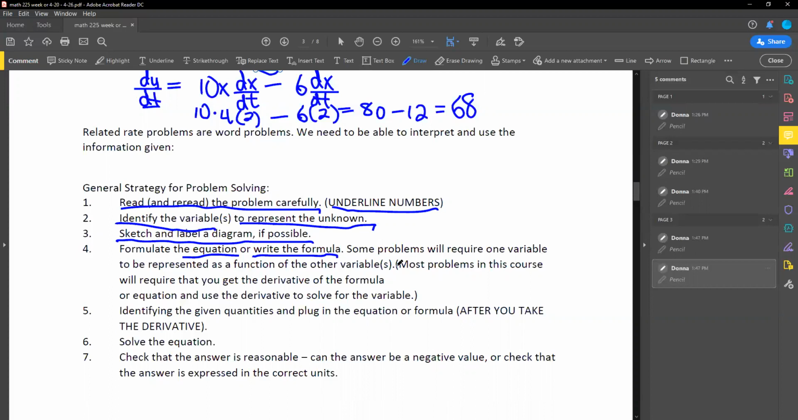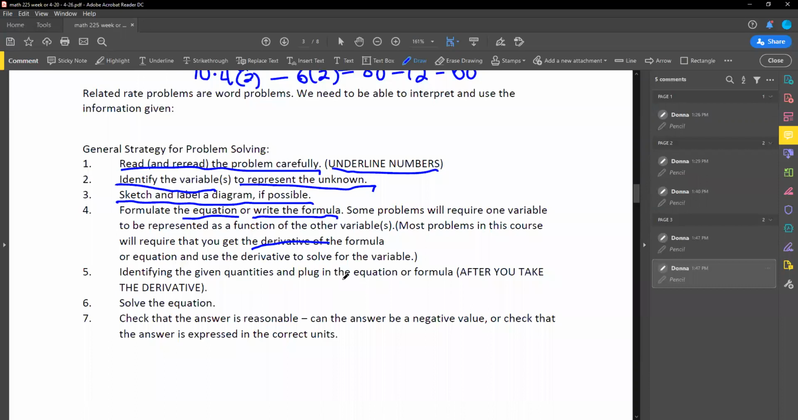Some problems will require one variable and others require more. The nice thing is that most problems in this course are going to require, once you have that relationship, that you take the derivative, or you're going to use the derivative. After you've taken the derivative, you're going to plug in the given quantities that they gave you, and hopefully you'll get an answer. So the one thing about related rates is you plug in the quantities after you take the derivative. If you do it before, it won't work.